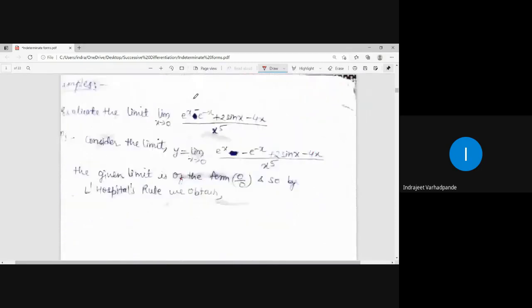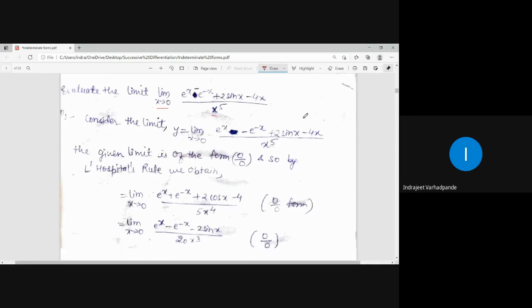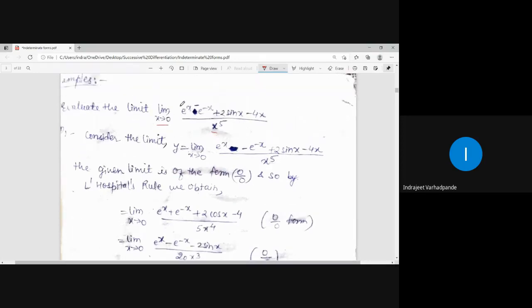So example number 1, evaluate limit x tending to 0, e to the power x minus e to the power minus x plus 2 sin x minus 4x upon x to the power 5.